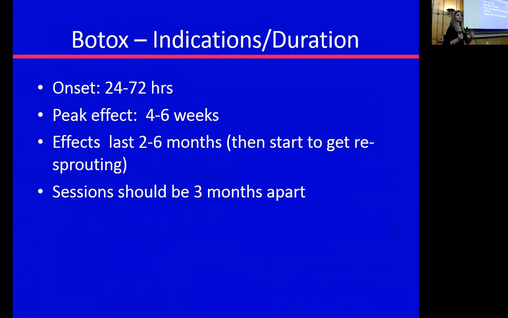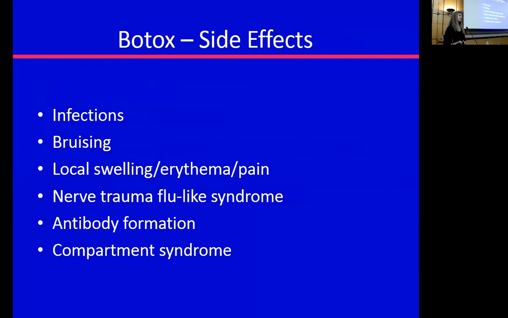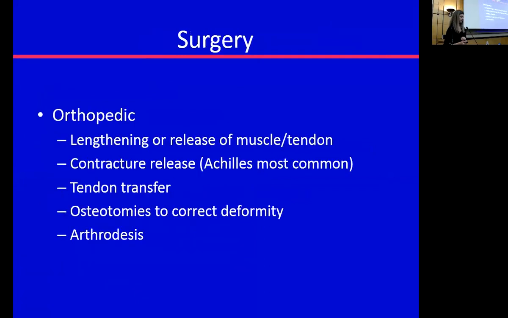This medication starts to work in about 24 to 72 hours after it's injected. Peak effect is in about 4 to 6 weeks, and it typically lasts for about 2 to 6 months. One of the limitations is that you can only inject it every 3 months, because if you inject it at an increased frequency, it can cause antibody formation, and then the medication will no longer work. The side effects include localized infections, bruising, local swelling, antibody formation, as we previously talked about, and compartment syndrome.